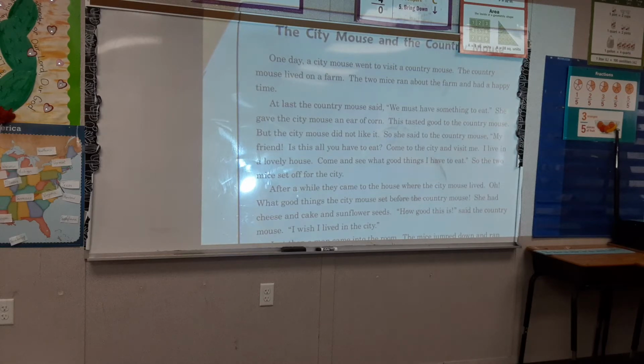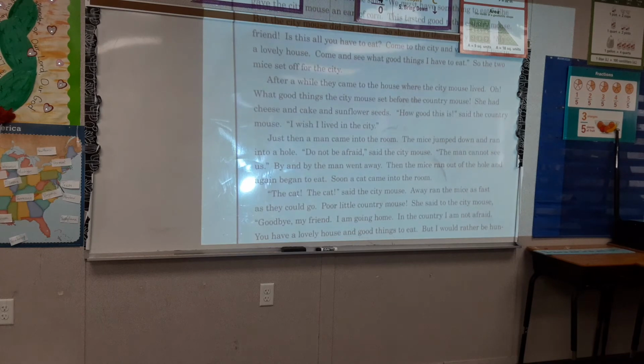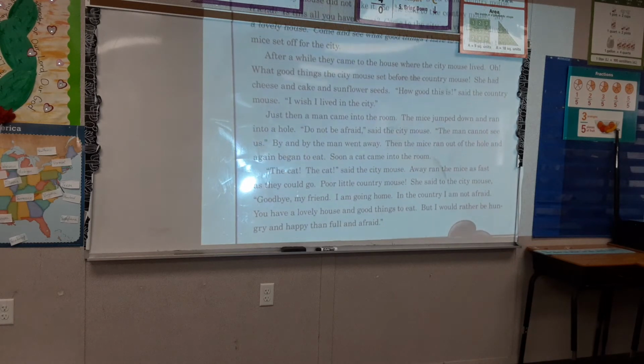So the 2 mice set off for the city. After a while, they came to the house where the City Mouse lived. "Oh, what good things," the City Mouse said before the Country Mouse. She had cheese and cake and sunflower seeds. "How good this is," said the Country Mouse. "I wish I lived in the city." Just then, a man came into the room. The mice jumped down and ran into the hole. "Do not be afraid," said the City Mouse. "The man cannot see us." By and by, the man went away. Then the mice ran out of the hole and again began to eat.